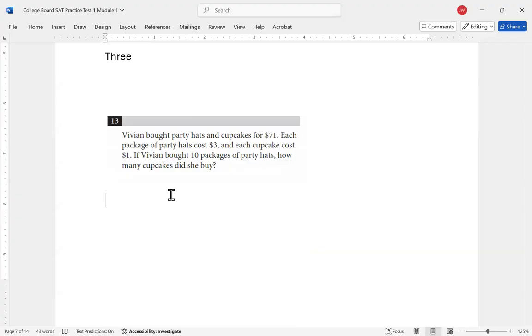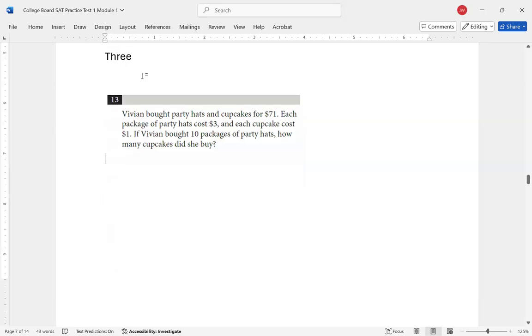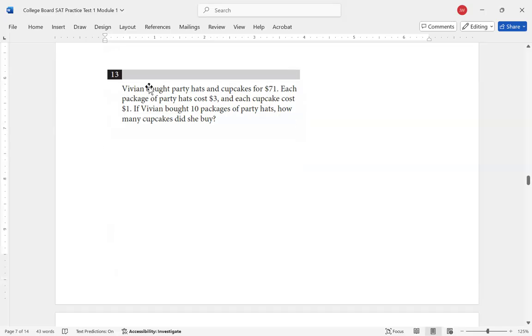In the next problem, this is question 13. It says Vivian bought party hats and cupcakes for $71. Each package of party hats costs $3 and each cupcake cost $1. If Vivian bought 10 packages of hats, how many cupcakes did she buy?